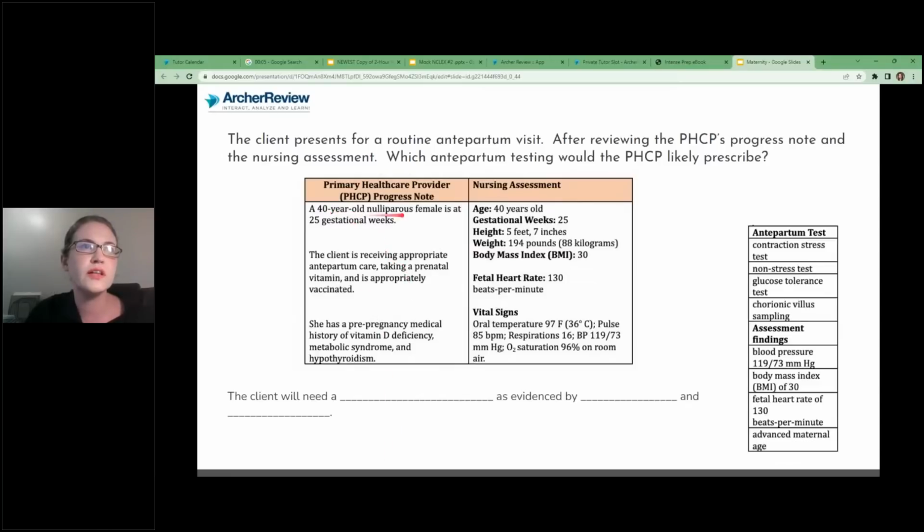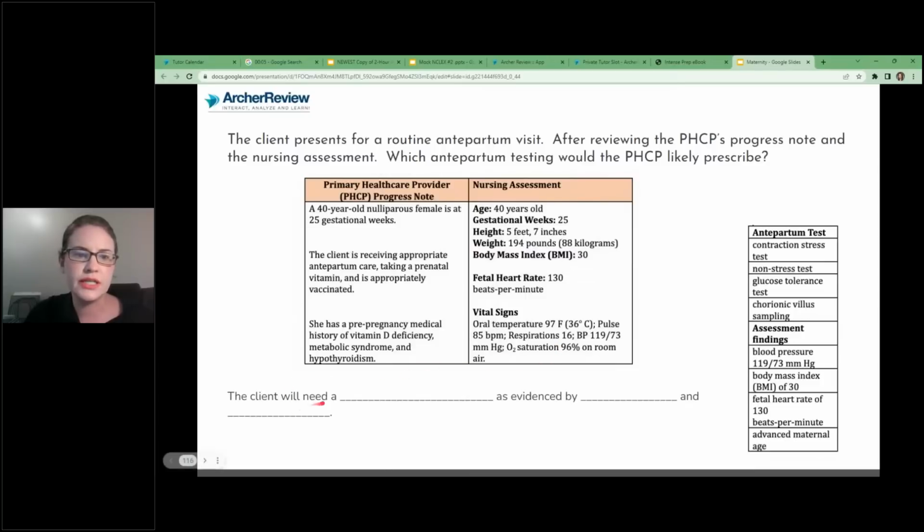We have a 40-year-old nulliparous female at 25 gestational weeks. The client is receiving appropriate antepartum care, taking a prenatal vitamin, and is appropriately vaccinated. She has a pre-pregnancy medical history of vitamin D deficiency, metabolic syndrome, and hypothyroidism. Again, this is the details. She's 5'7". She's got a weight of 194, so her BMI is 30. Looks like her fetal heart rate is about 130, and her vital signs, it looks like temp is 97, pulse 85, respiration 16, blood pressure 119/73, and the O2 saturation is looking okay at 96.